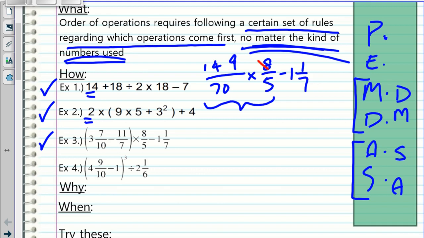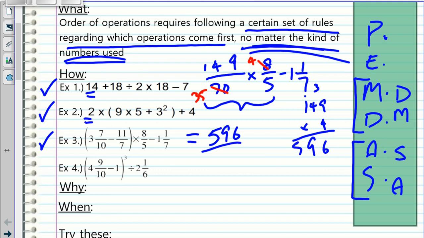So 2 going into 8 is 4 times, 2 going into 70 is 35. Anything else? Nope. Okay, all right. So the numbers are going to get rather large actually, but okay. 149 times 4. So let's see, what's that? 4 times 9 is 36, 4 times 4 is 16, 19, 4 times 1 is 4, 5, 596. 596 over 35.